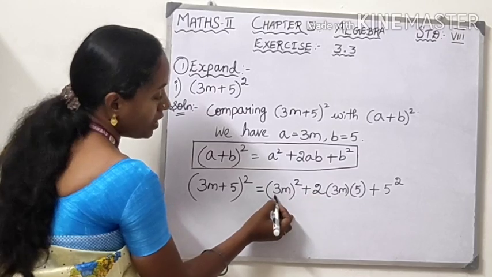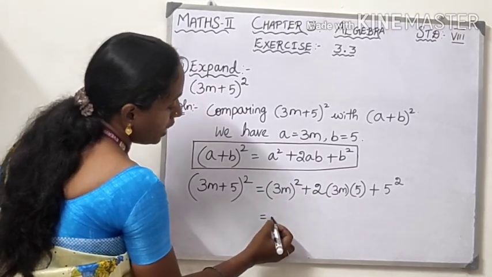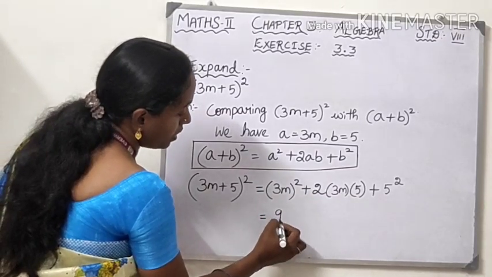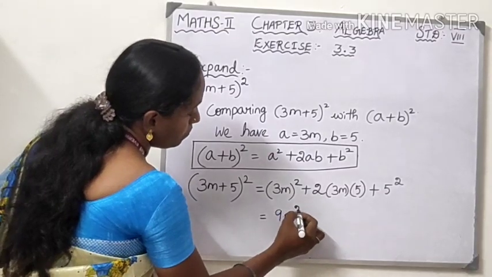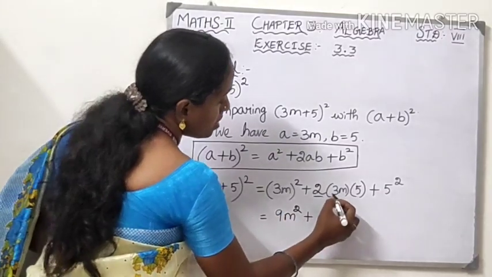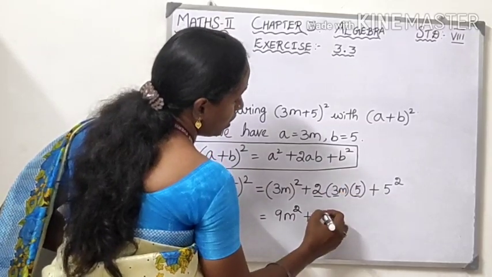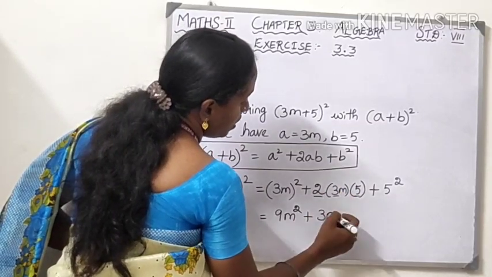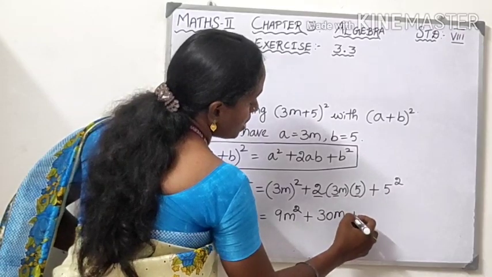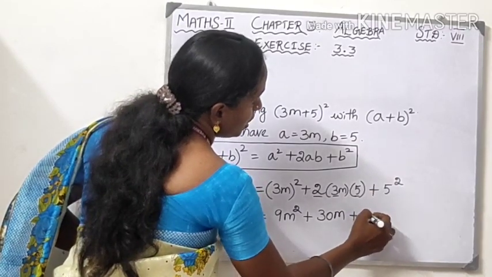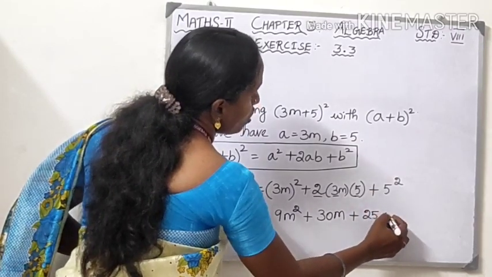So (3m) the whole square. The square should be given inside the bracket. So 3 square, you will get 3 square, which is nothing but 9, and m square. Plus multiply the numbers now. 2 3s are 6, 6 5s are 30. And what is our variable? m. So plus 30m plus 5 square is nothing but 25. This is your final answer.